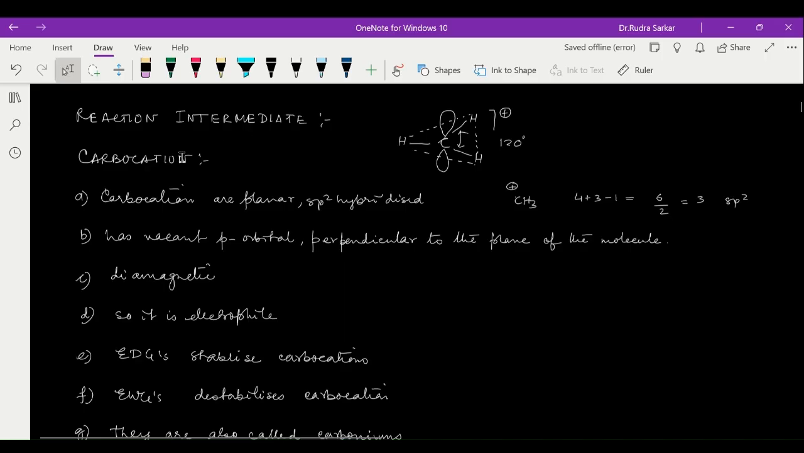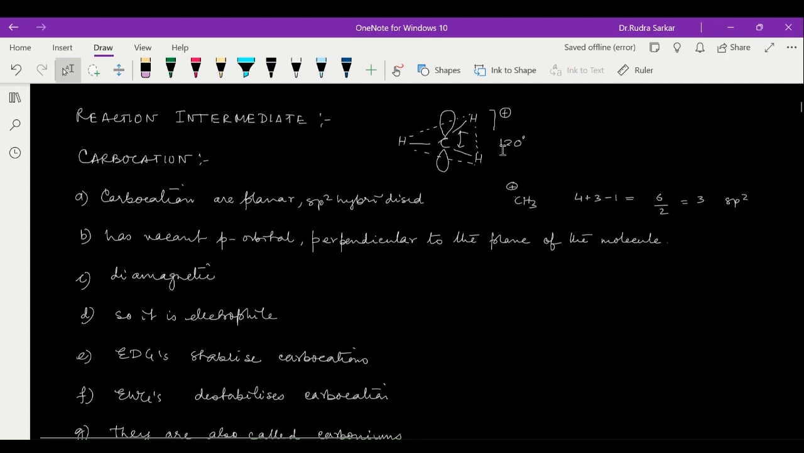So, reaction intermediate: carbocation. As you can see over here, we have a carbon at the center, and these three hydrogens are directed towards the vertices of a triangle. You enclose this with a parenthesis or a third bracket, and then you put a positive charge over here. The angle between these H-C-H bonds is 120 degrees.